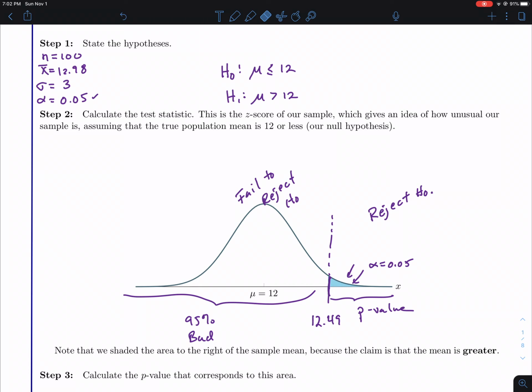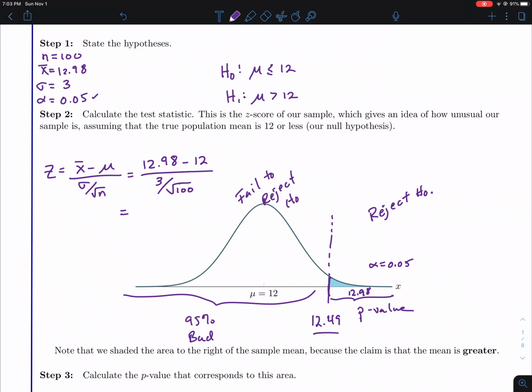So without really doing anything at all, we can say, hey, I know I'm going to be in this blue area already, because 12.49 is the very edge of this blue area, and I'm at 12.98, which is somewhere up in this area. So this is a good thing. This is telling us that our claim is going to be true, but we want to go through and formalize it the rest of the way. So let's find our z-score here, which is just going to be our x bar minus our mu, all divided by our sigma divided by square root of n. So this is going to be our 12.98 minus 12 all over 3 divided by square root of 100.